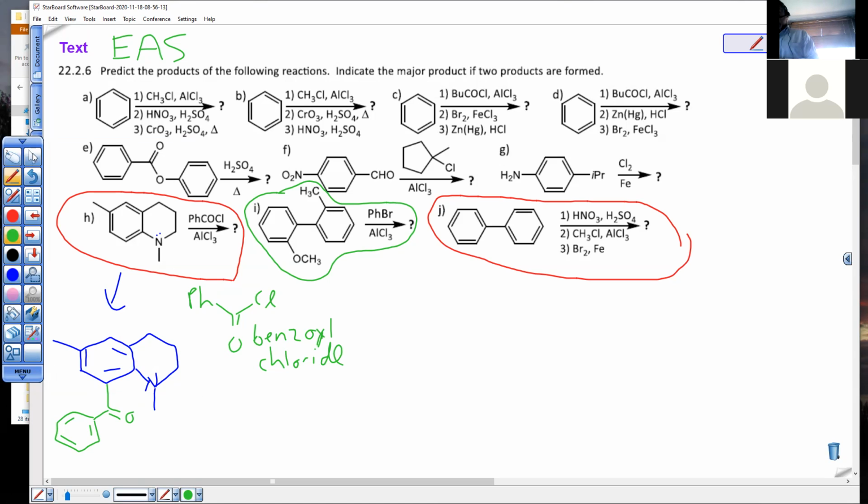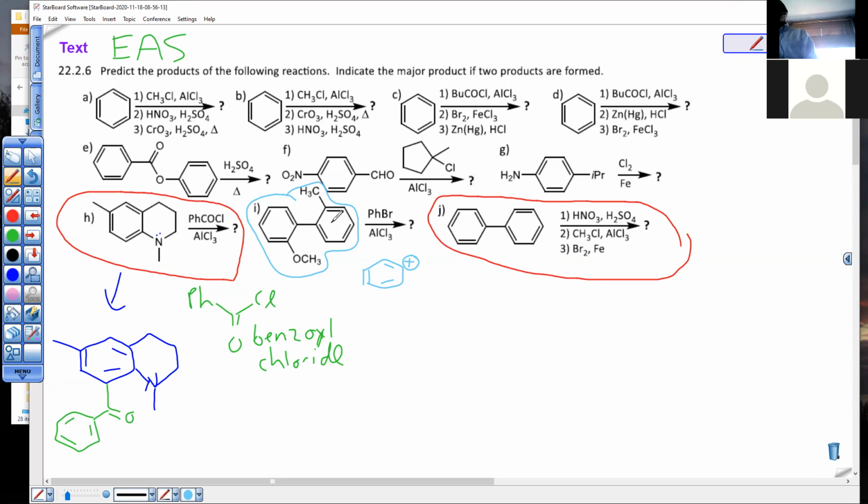And in the next one, sadly, my green circle choice might be misleading with the green writing here. Let's change the color of that. And our electrophile here. What is our electrophile here? The phenyl bromide is going to become a phenyl cation. You don't see that every day. But aluminum chloride will take that bromine off and generate a phenyl cation.